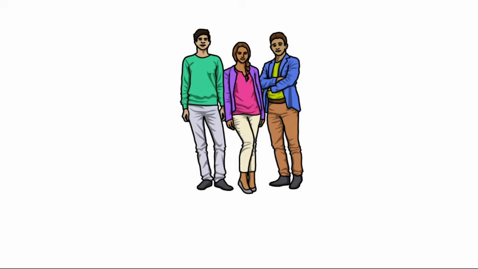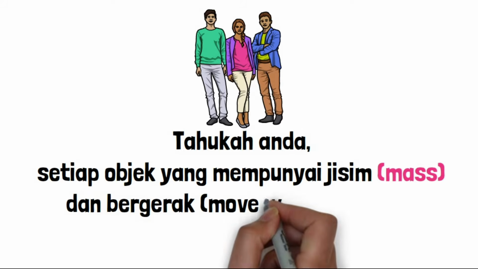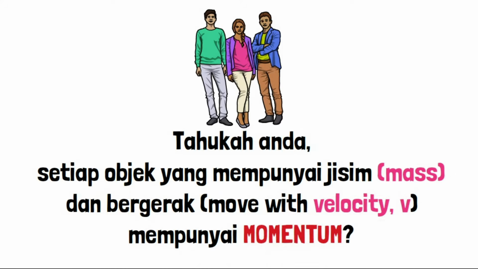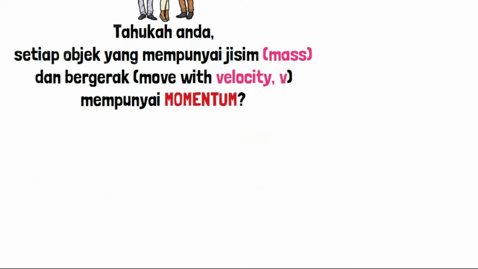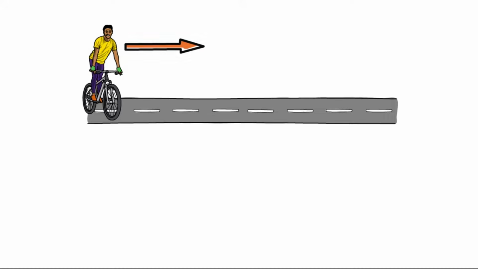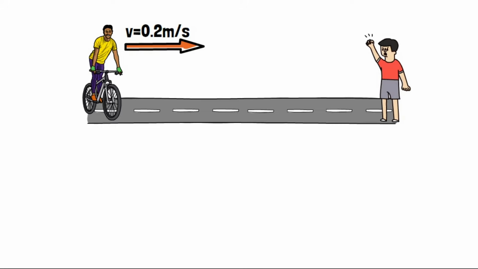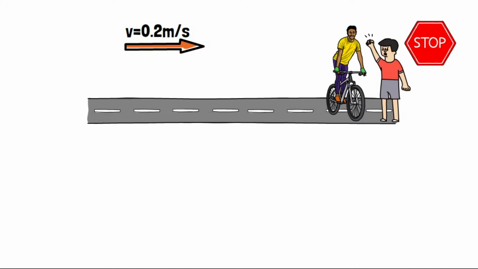Hey, tahukah anda setiap objek yang mempunyai jisim iaitu mass dan bergerak ataupun move with velocity v mempunyai momentum. Apakah momentum? Okey, sekarang cuba kita tengok contoh ini sekiranya awak ada abang yang naik basikal and it's moving to the right with a velocity of 0.2 meter per second dan awak berdiri di hujung jalan dan cuba untuk berhentikan abang awak. Hebat ya? Akhirnya, awak berjaya memberhentikan abang awak itu.